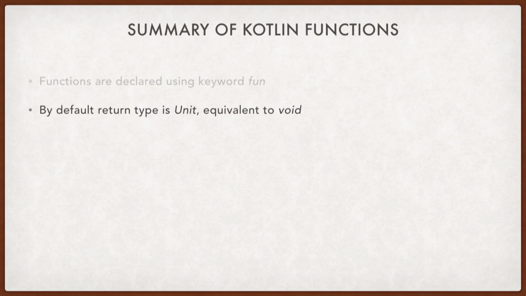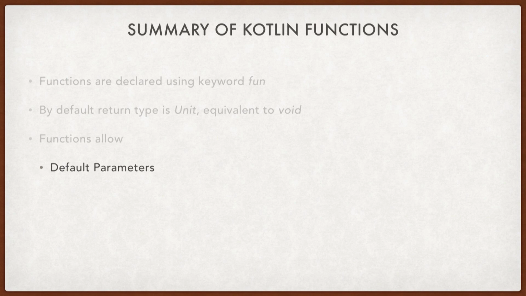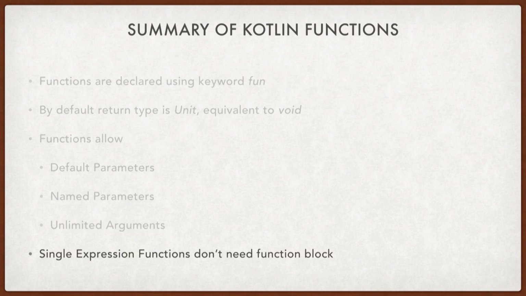So to summarize what we've seen with Kotlin functions, functions are declared using the keyword fun. By default, the return type is Unit, and so it's somewhat equivalent to void, although we can actually check against it, etc. Functions allow us default parameters, named parameters, and unlimited arguments. And single expression functions don't need the actual function block, and the compiler infers the type of the resulting expression that's being returned from that function.